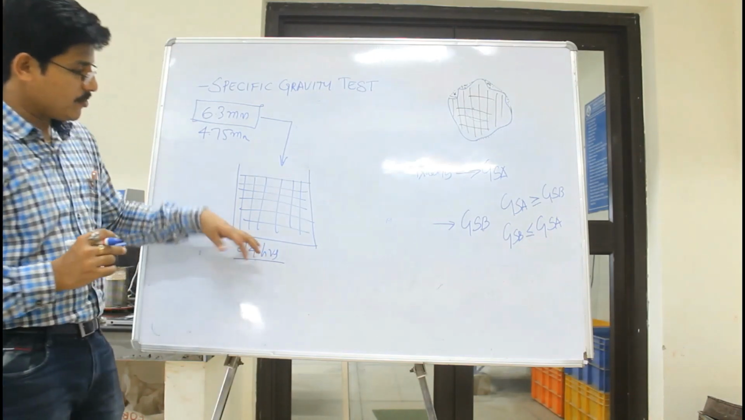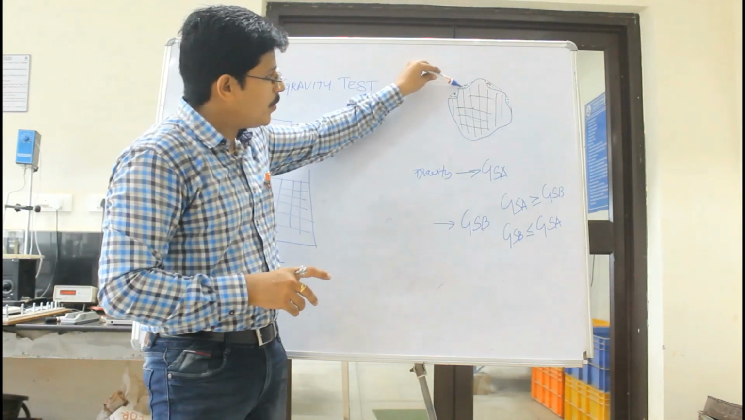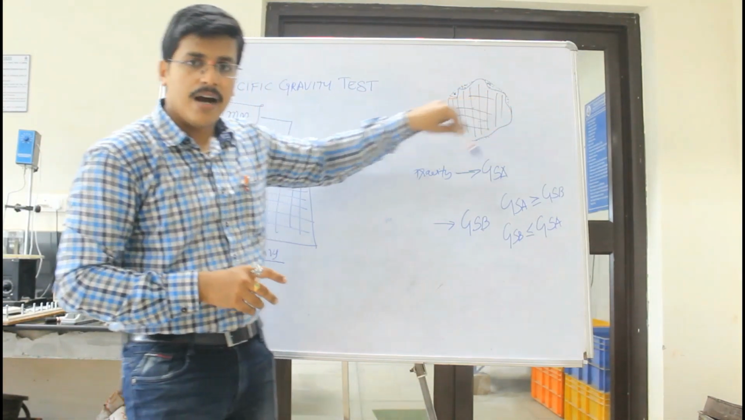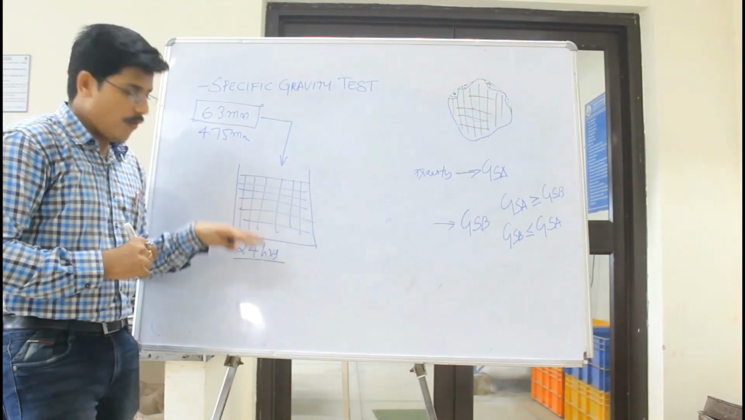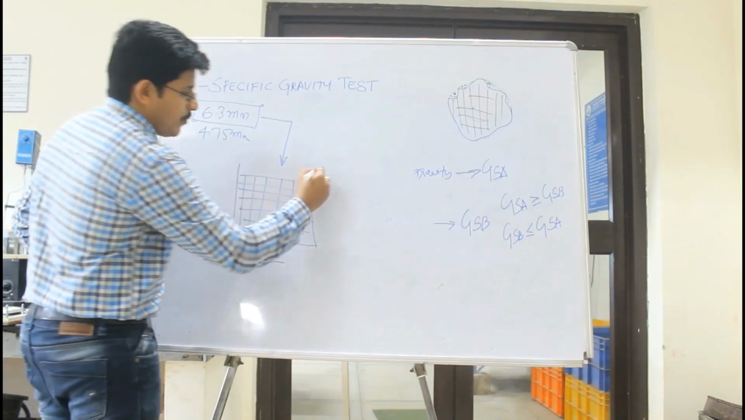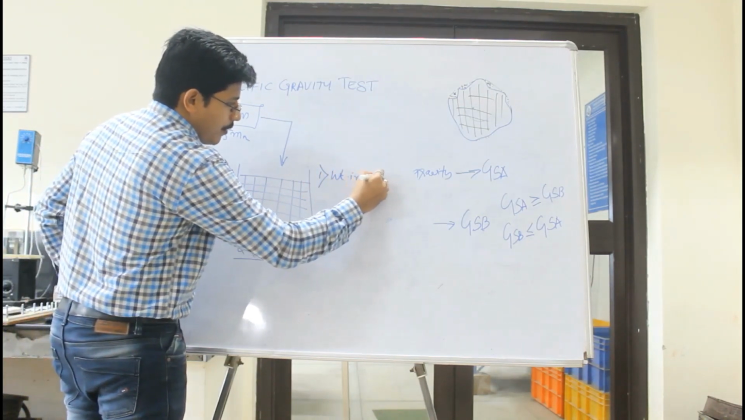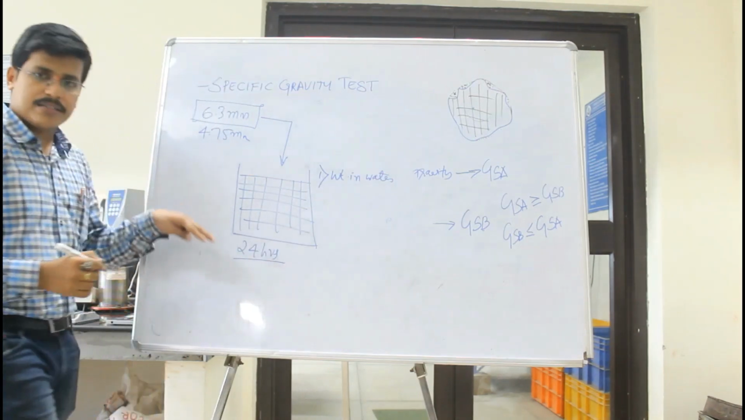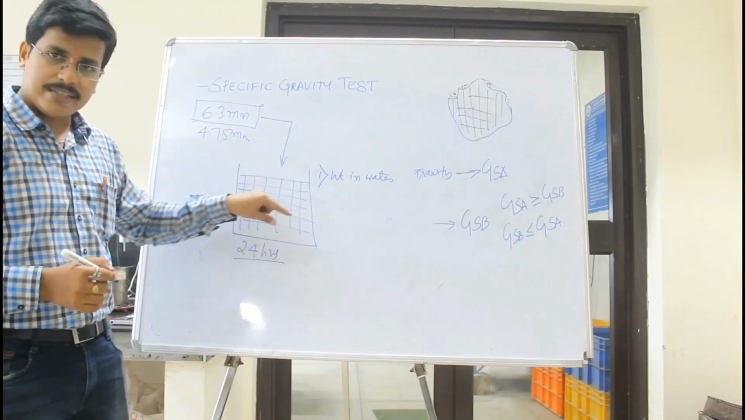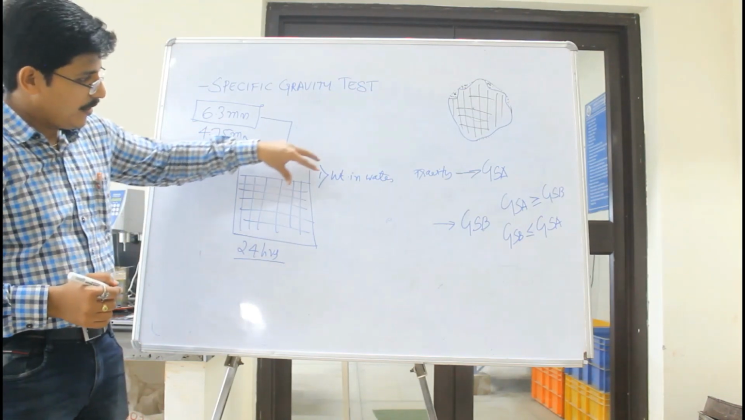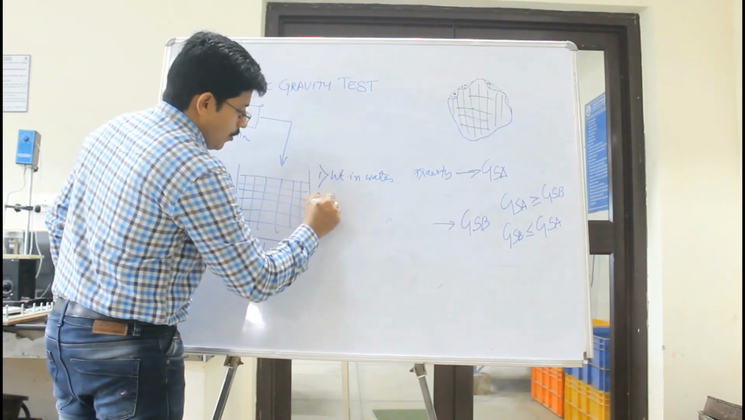Why do we do this? So that water can be absorbed into these irregularities. All the water settles in these irregularities, and we allow it to stay in water for 24 hours. After 24 hours, we first determine the weight in water. That means without removing the aggregates, we find the weight of the wire basket plus aggregate in water itself. It is the submerged weight.